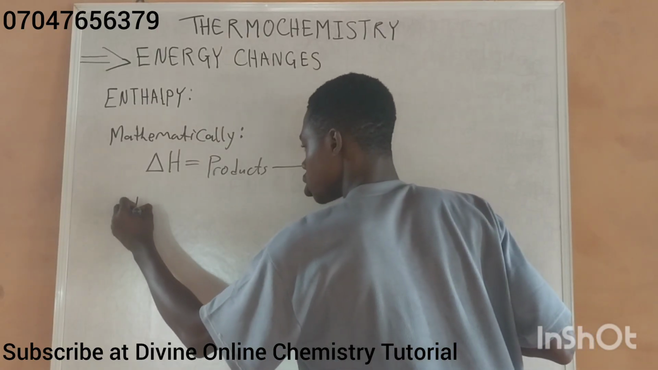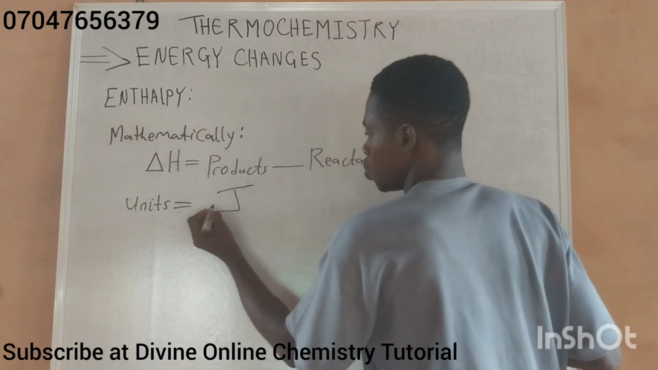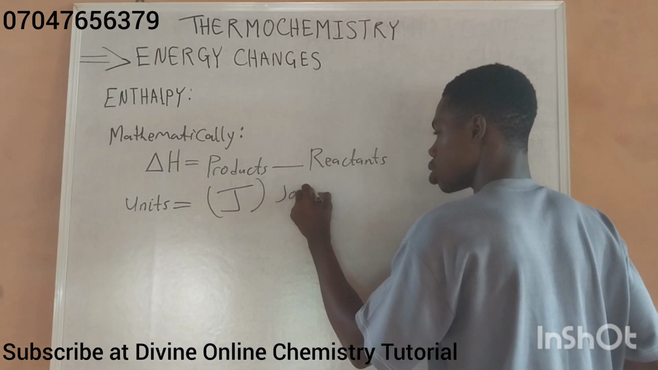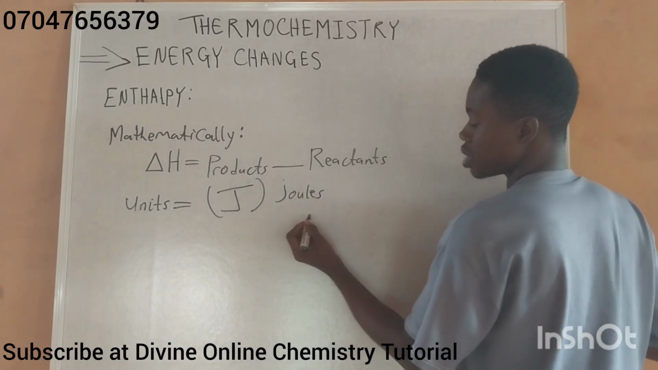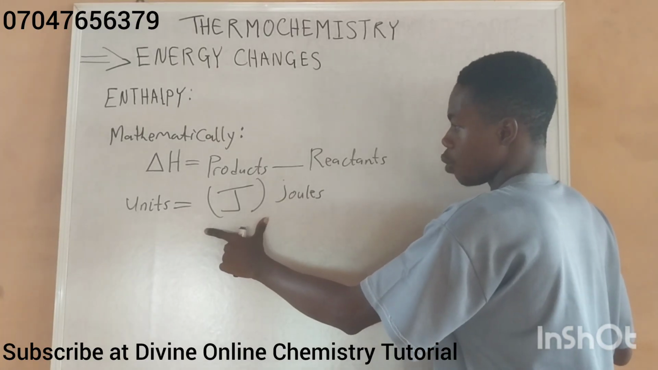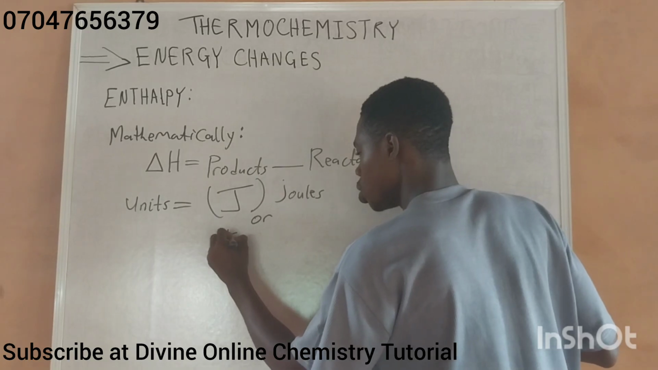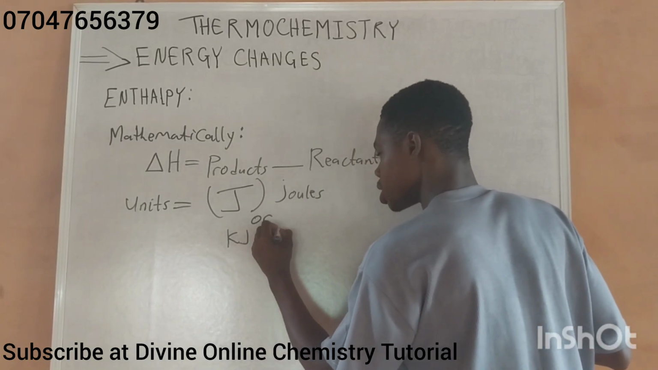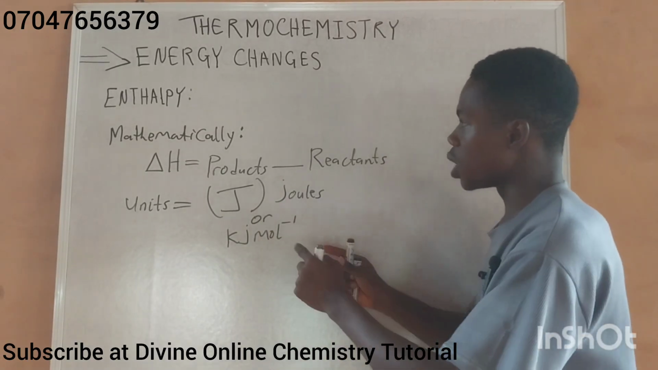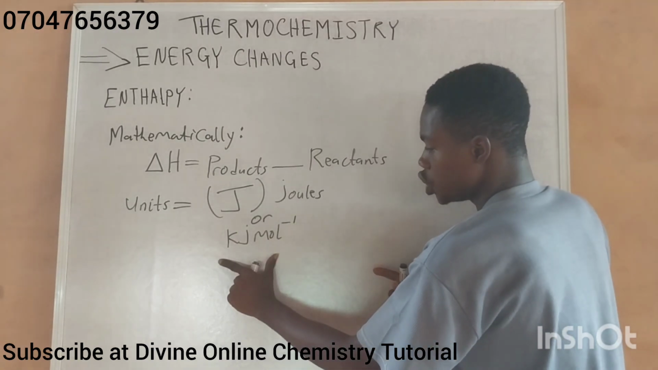So unit is equal to joule. So this is the unit for enthalpy. You can also write it like this, joule is the joule. So you can spell it, but it's advisable to write it like this, capital letter J. So this is the main unit for enthalpy. Or the other unit can be kilojoule per mole. Kilojoule per mole. So please take note of this. So the unit for enthalpy is either the joule, which is the main unit, or kilojoule per mole.